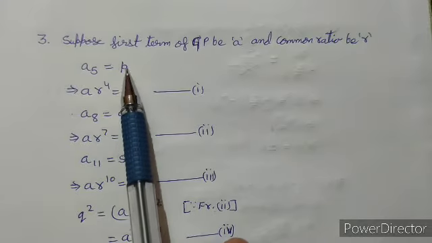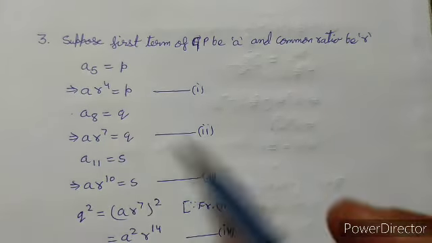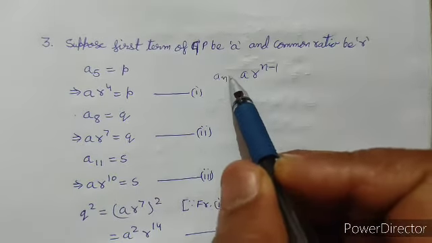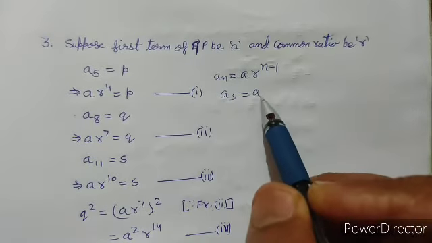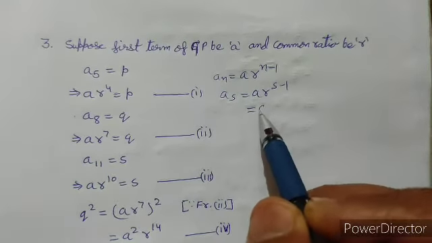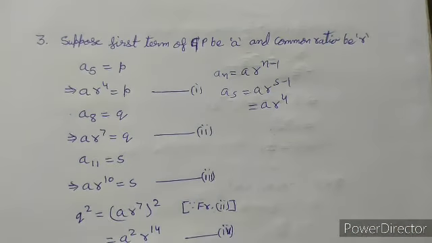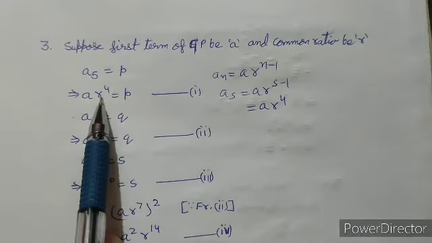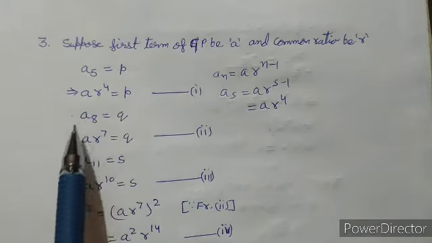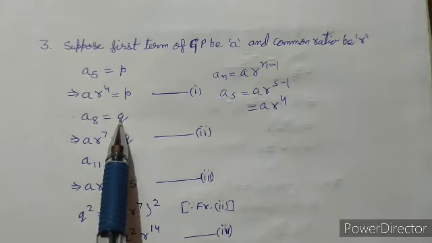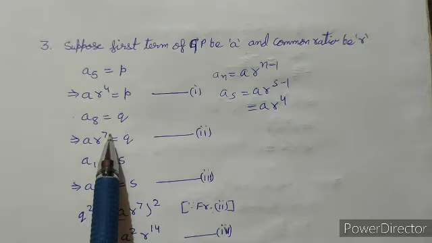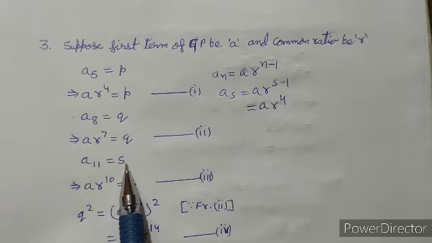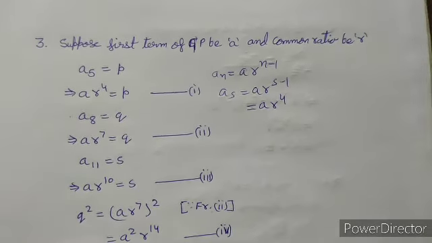Now fifth term of the GP is given to us as P. Now the nth term of GP is given by A R raised to power n minus 1. So fifth term of the GP will be equal to A R raised to power 5 minus 1, or it can be written as A R raised to power 4. So we can say that A R raised to power 4 will be equal to P. Now similarly, eighth term is given to us as Q. So A R raised to power 7 will be equal to Q. And 11th term of the GP is given to us as S. So A R raised to power 10 will be equal to S.